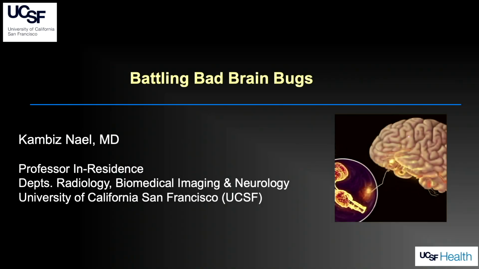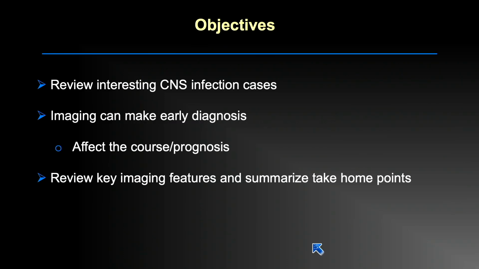Good morning, everyone. And in this talk today, we're going to talk about some CNS infections. So I thought we can review some interesting CNS infection cases. Specifically, I picked the ones that have unusual imaging manifestations and the ones that imaging can actually make a difference in terms of early diagnosis and can affect the prognosis in some of these cases. And then for each case, we review the key imaging features and I'll summarize some take-home points for each individual case.